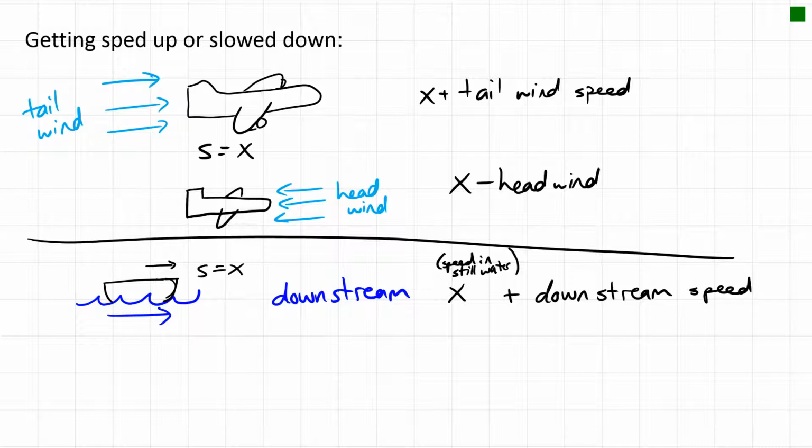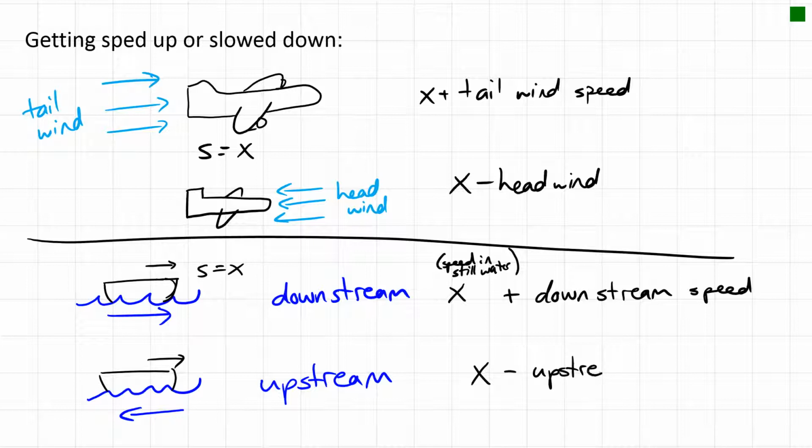And likewise, if you're in a river that's flowing against you, we call this going upstream. And so your speed would really be your still water speed subtract the speed of the water pushing against you. So subtract upstream speed. So we're going to see some examples now where we solve problems involving our speed and whether we're going with or against some kind of medium like the air or the water.